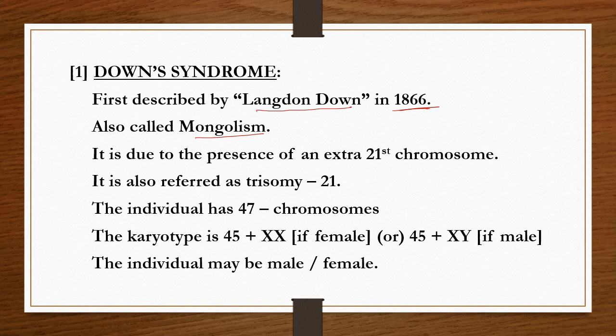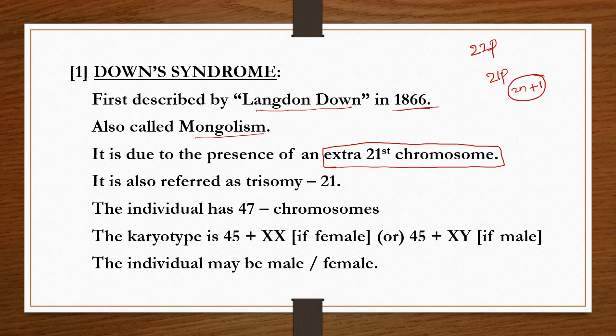This Down syndrome is due to the presence of an extra 21st chromosome. Remember this, 21st. Autosomes, how many? 22 pairs. In these 22 pairs, the 21st pair is already there, that means 2n condition. For that, one extra is added. So the extra 21st chromosome is added to the two already there.